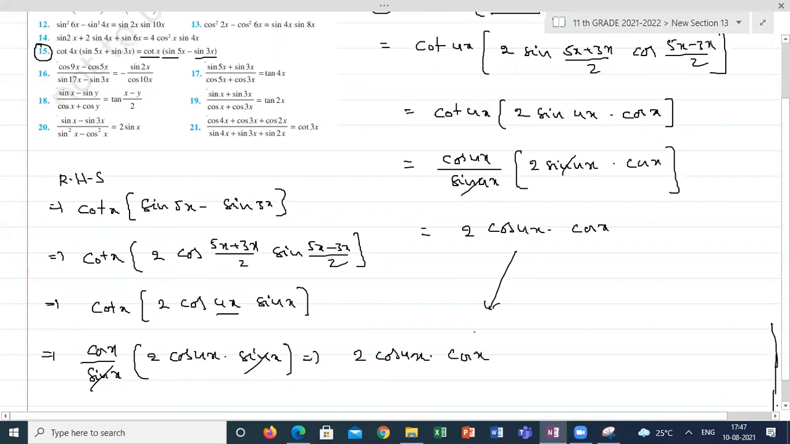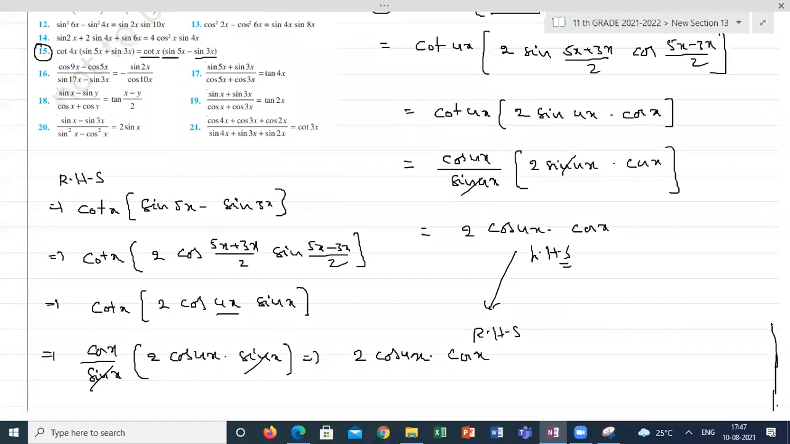So both LHS and RHS are giving the same expression. Suppose you are unable to move ahead, how do you prove it? Take LHS, conclude to one statement, take RHS, conclude to the same statement. If both statements are the same, then you are proving LHS is equal to RHS.